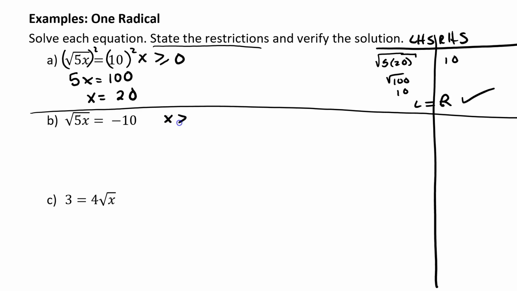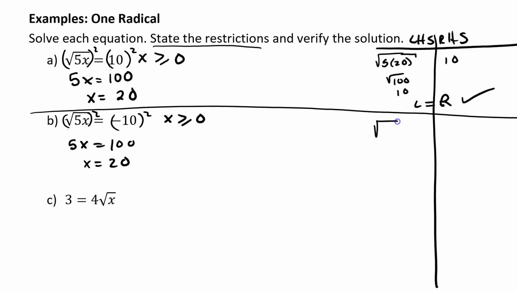In this case, x also has to be greater than or equal to 0 because the radicand cannot be negative. So we're going to square both sides. 5x equals the square, negative 10 squared is still 100, same as before. x equals 20. So let's substitute here.